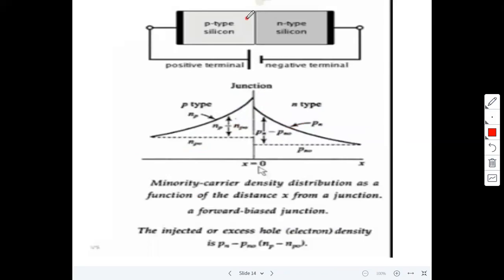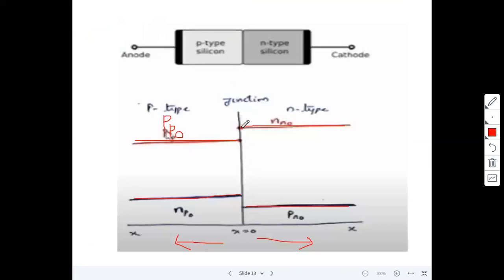This is the forward bias connection. The positive terminal is connected to the p-type, and the negative terminal is connected to the n-type. The forward bias condition is anode greater than cathode. Then this is the charge distribution. What happens is that the n naught moves this side, and the p_p naught moves this side. Diffusion.